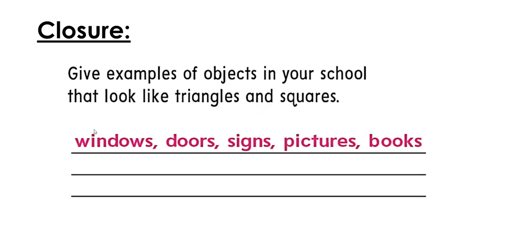All right, you can see windows. There are square windows. Doors are usually rectangular, but some doors might be square. Maybe a door of a cabinet, a door of a cupboard. Some signs around the school are triangles or squares. Pictures, books. There are many objects around us that look like triangles and squares.